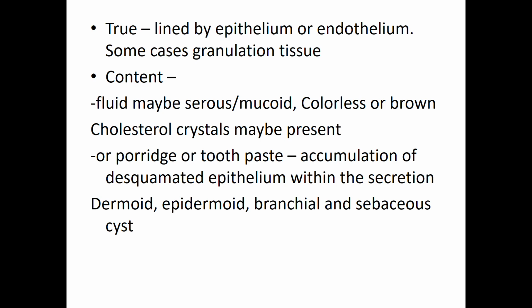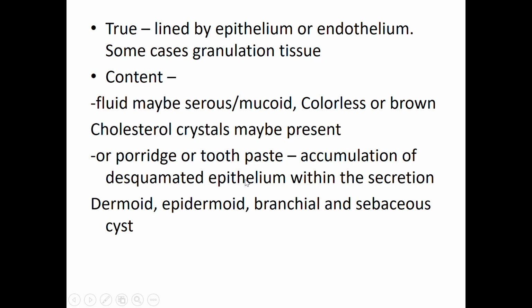That is one type of content, where it can be fluid, serous, or mucoid. The second type is the porridge or the toothpaste. Here it becomes thick, or more viscous, because there's accumulation of desquamated epithelium within the secretion. Examples of this are dermoid, epidermoid, branchial, and sebaceous cyst. We'll see these cysts in the coming slides and in detail in another video. So for now, just remember that the content can be fluid or porridge type. Porridge because of accumulation of desquamated epithelium. You see the lining here is epithelium, so when these get desquamated, the content can become porridge or toothpaste like.